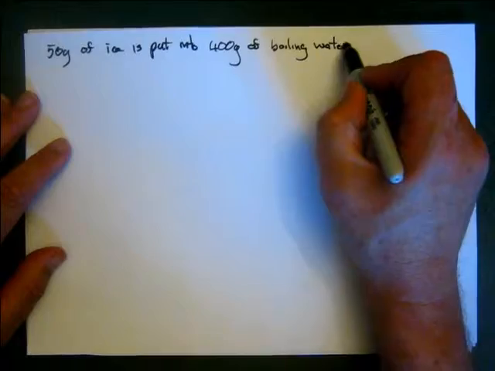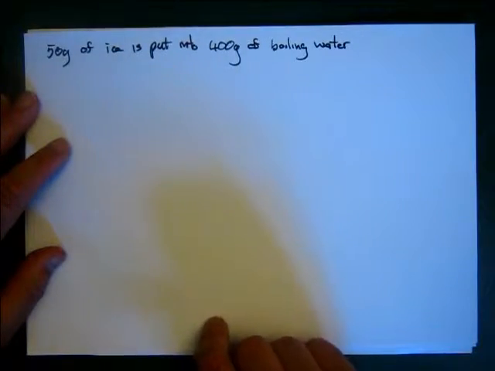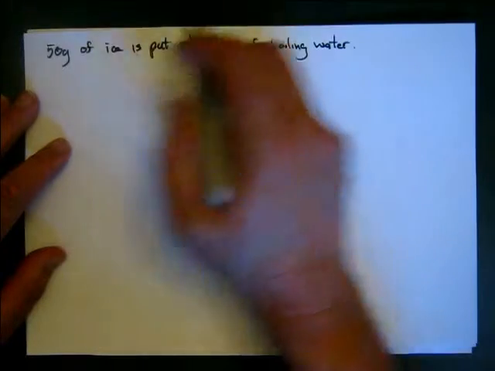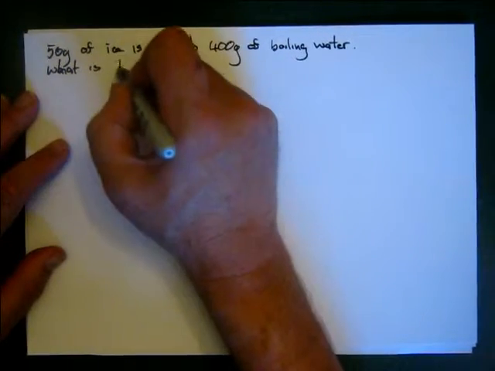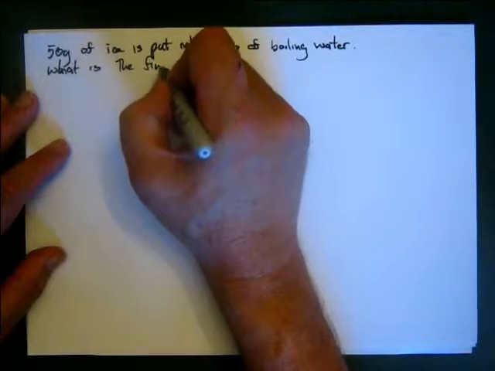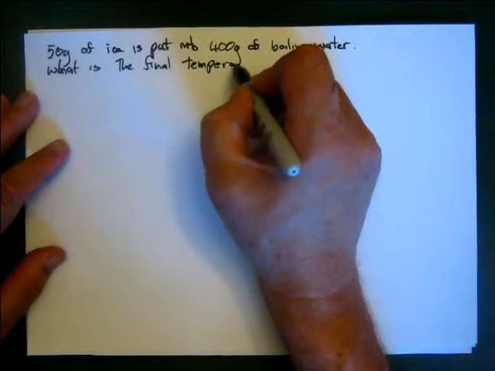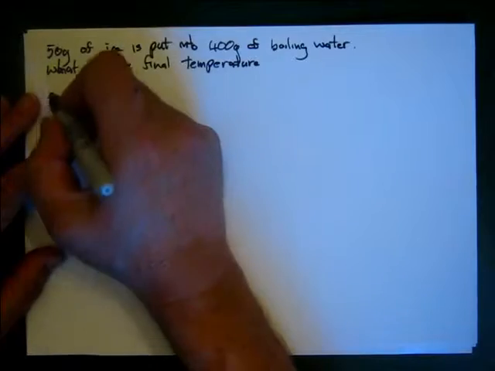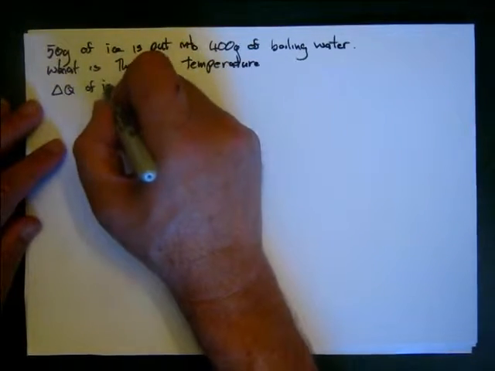Assuming this is an adiabatic system, so no heat is lost to the outside, no heat comes in, what is the final temperature? Okay, well, we've got two things here. We've got the change in energy of melting the ice.